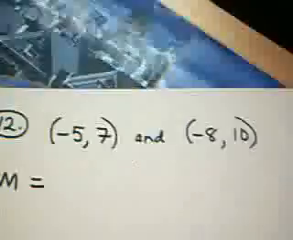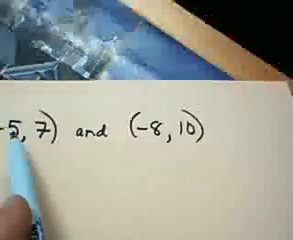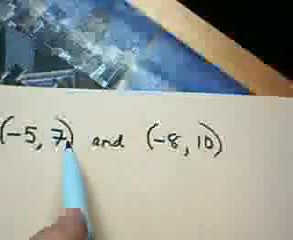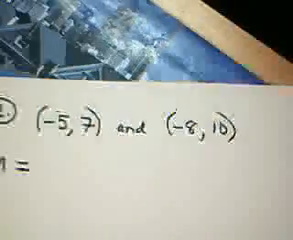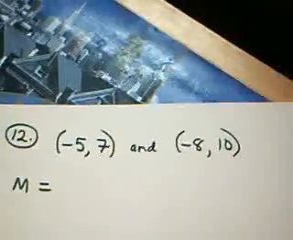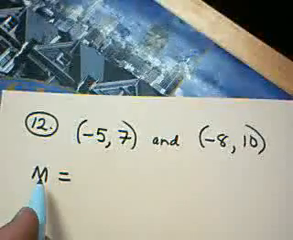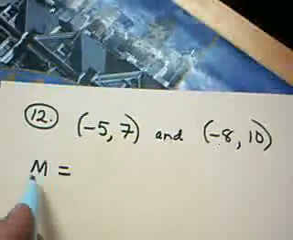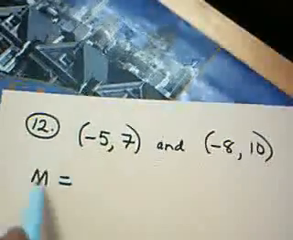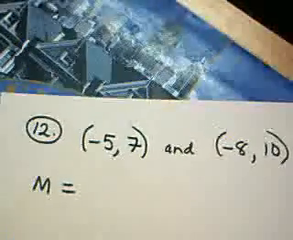Question number 12. You're given the ordered pair negative 5, 7 and the ordered pair negative 8, 10, that lie on a line, and you're asked to find the slope. Normally in math, the letter M is used for slope. Just kind of a little note for you.